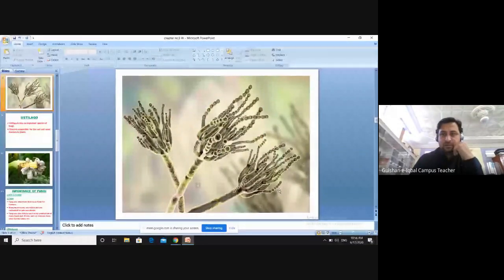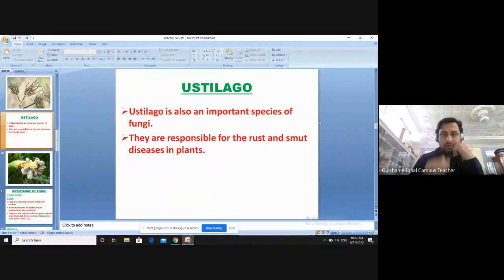This is the structure of penicillium. You can see the body is made up of mycelium. This is mycelium. The whole body is mycelium, and if you cut it down, you will find the hyphae in them. You will see the microscopic structures present in their cells, which are the hyphae. This is penicillium. Okay, now the next example of fungus is Ustilago.